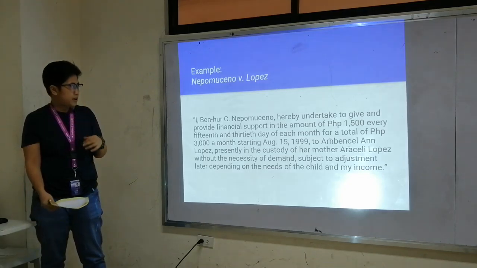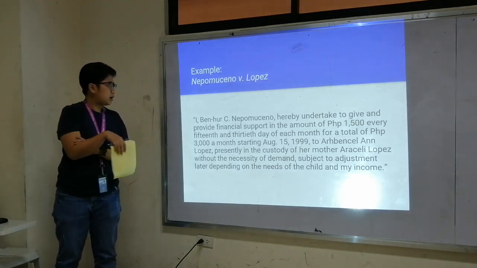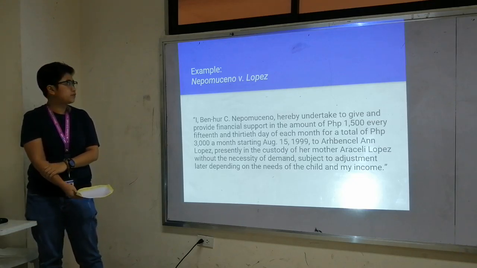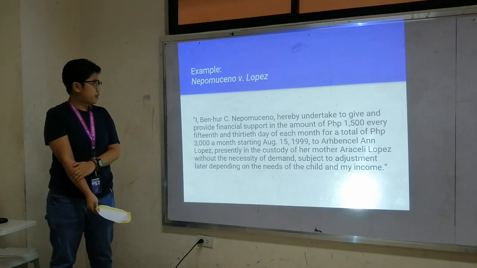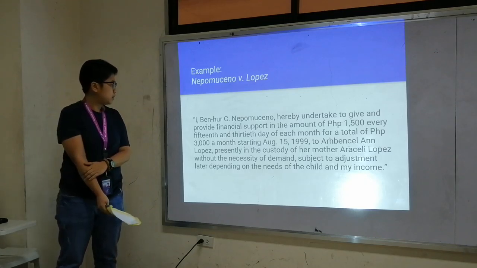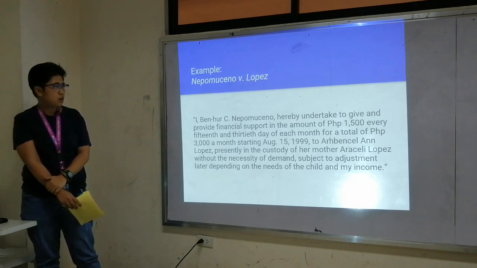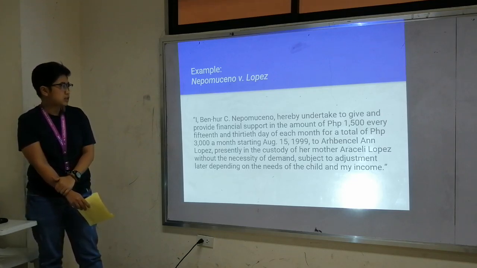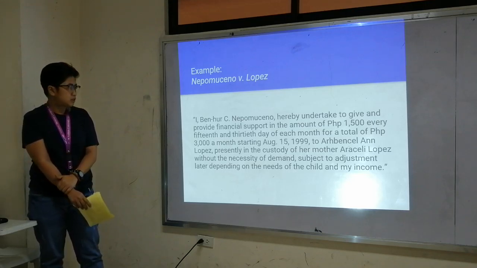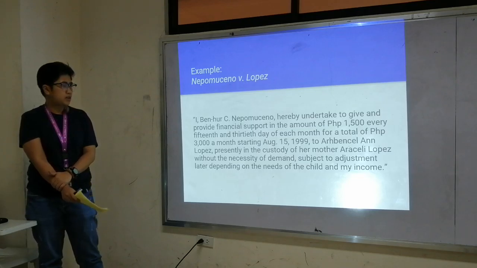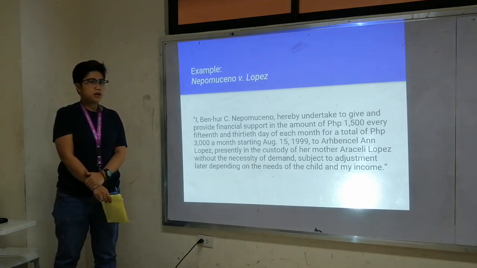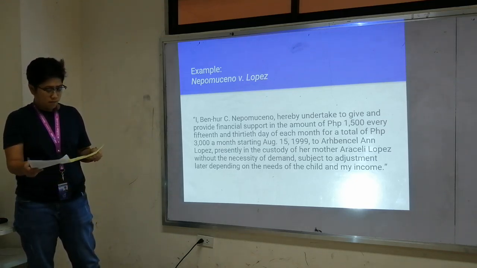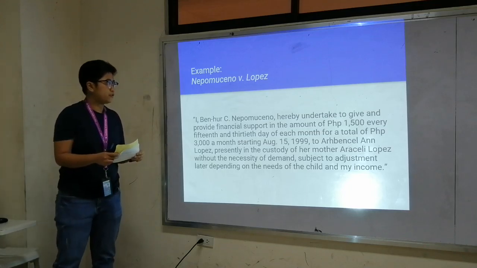These are examples of private instrument. Here, citing the case of Nepomuceno and Lopez: I, Benharcy Nepomuceno, hereby undertake to give and provide financial support in the amount of 1/5 every 15th and 30th day of each month for a total of 3,000 a month starting August 15, 1999 to Arben Celan Lopez, presently in custody of her mother, Araceli Lopez, without the necessity of demand, subject to adjustment later depending on the needs of the child and my income. This private document was rejected by the court because there was no admission on the part of the father of the filiation of the child.